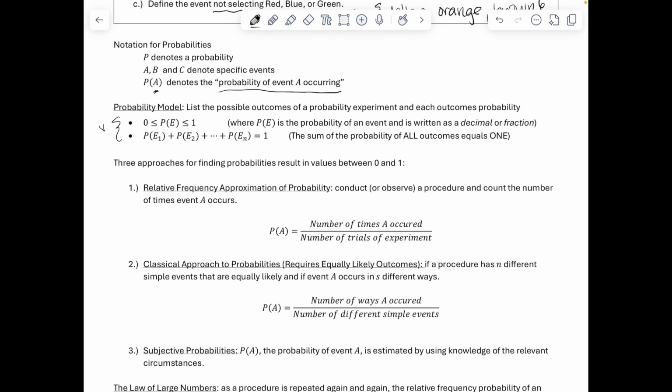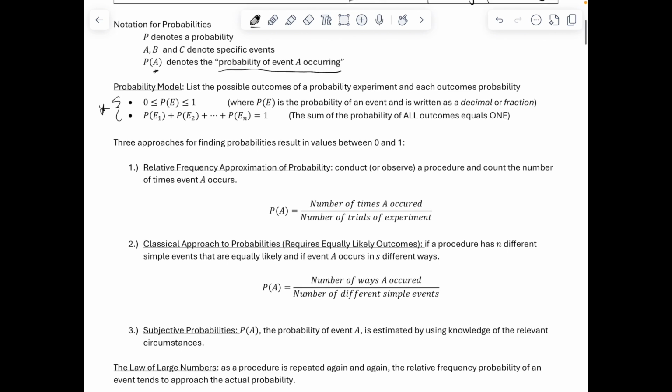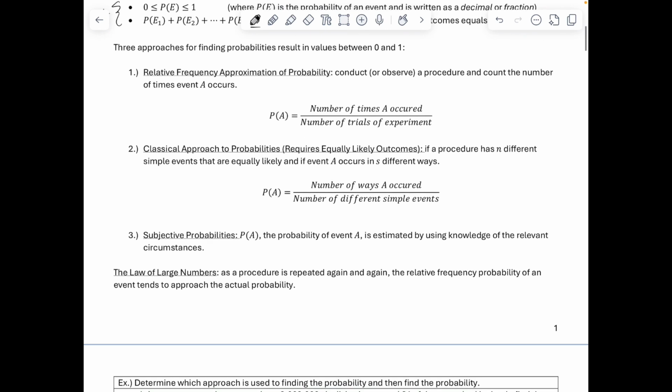A couple things to note here: the probability of an event is greater than or equal to 0 and less than or equal to 1, any of those values that are in there. The probability of event E is written as a decimal or fraction. If you add up all those probabilities, it will sum to 1. So the sum of all probabilities of all outcomes is equal to 1. Then we have 3 different approaches for finding probability result values that are between 0 and 1.